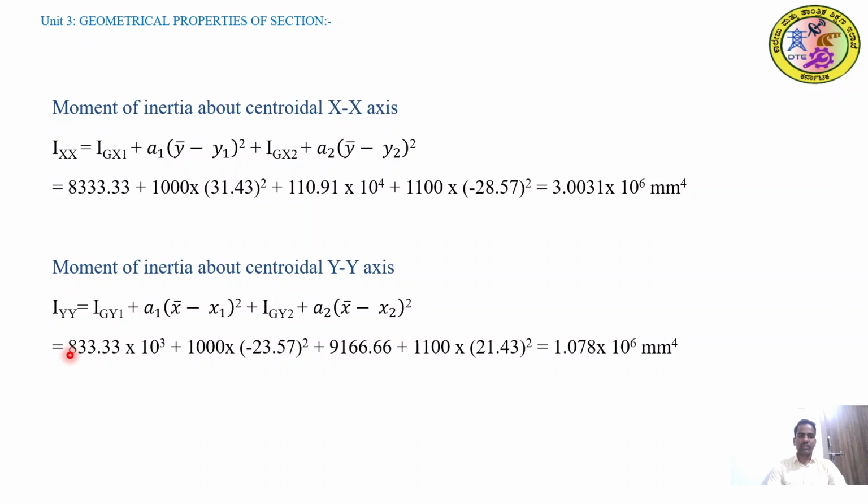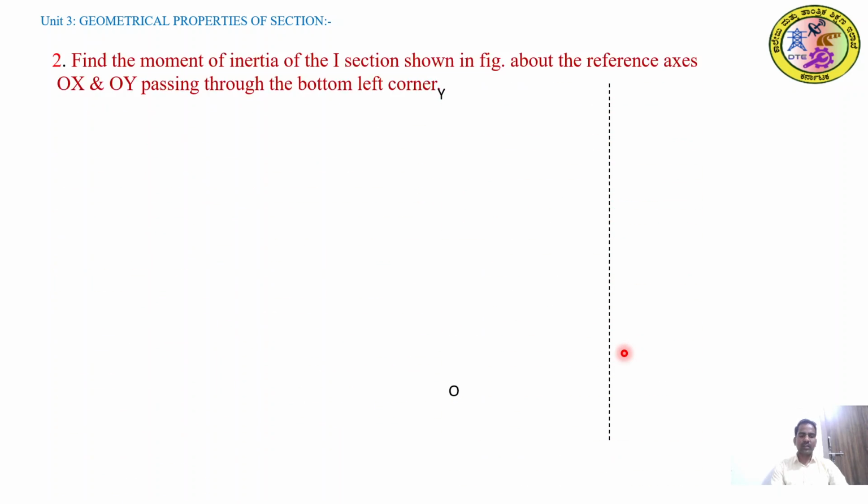If we substitute all the values, we obtain the moment of inertia about the y axis for the L section as 1.078 into 10 power 6 millimeter power 4. The unit for the moment of inertia is millimeter power 4. Now let's move on to the second problem.